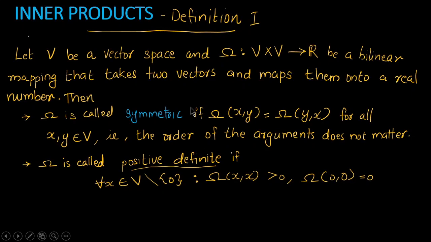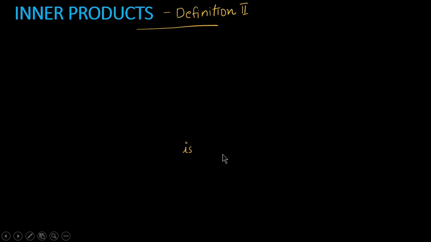So we should remember these two things. First of all, for an inner product we are taking two vectors from the same vector space and mapping them to a real number. We can choose any function that maps two vectors to a real number, and when we choose those functions, they should be symmetric as well as positive definite. Then only can we call it an inner product.